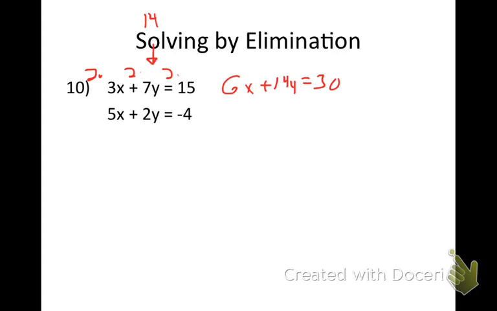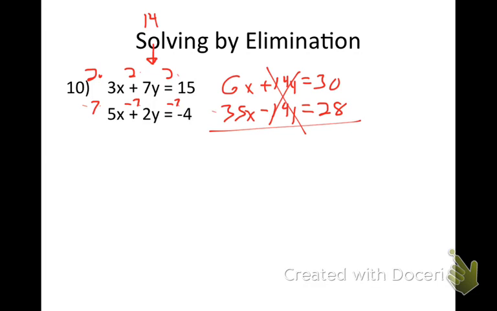What am I going to multiply the second equation by? 7. Ooh, not just 7, but actually I want negative 7. Why? Because I need to have them opposite. So I multiply by negative 7. So I get negative 35x minus 14y equals, what's that, 28? And now I can eliminate my y's. If I eliminate y's, I get negative 29x equals 58.